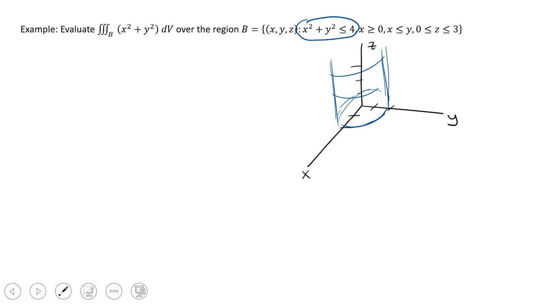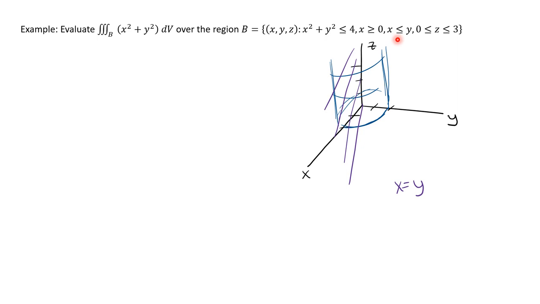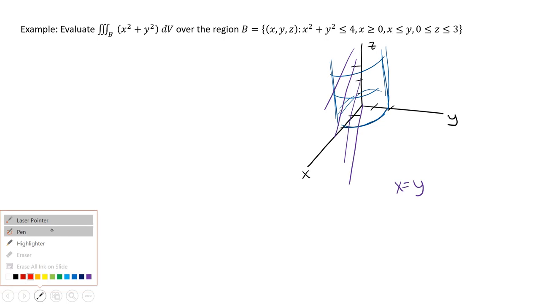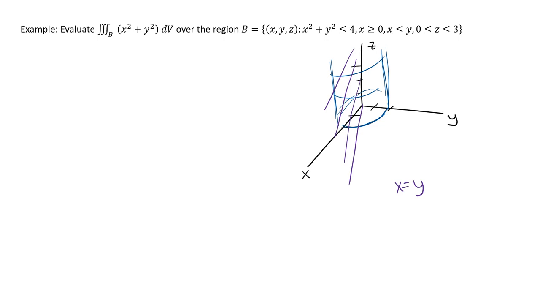X squared plus y squared is less than or equal to 4. So that's talking about everything inside this cylinder. X squared plus y squared equals 4 is a cylinder with a radius of 2. And so we're talking about everything inside that cylinder. And then x is less than or equal to y. Well, x equals y is a plane. If you draw the line y equals x, that's what I did in purple. So you just draw the line y equals x, and then that plane continues forever in the z direction.